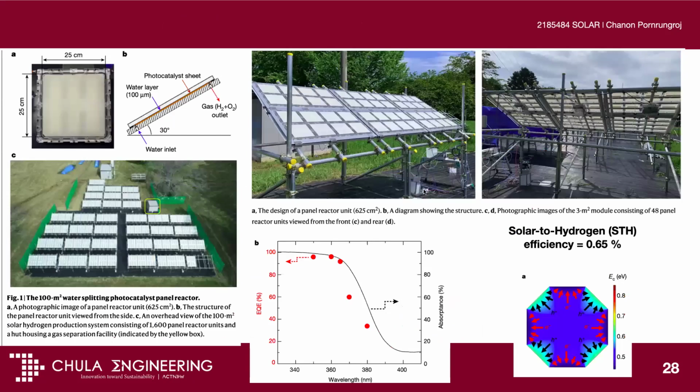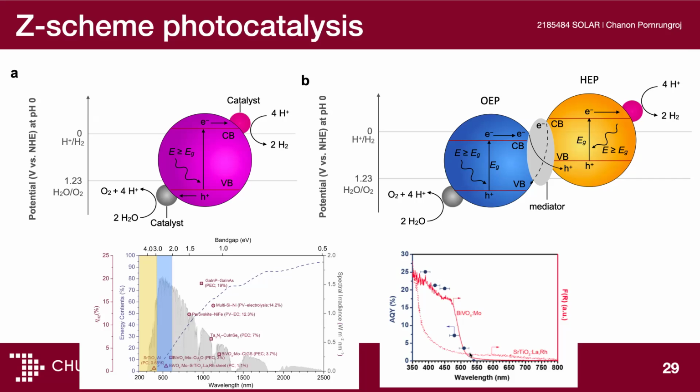If you talk about this material, it absorbs only until 360, 380. But with the two materials, A and B, you absorb more light, and this material can absorb up to like 500. But the EQE is less. The EQE is not 100%. The EQE is 20%, 15%. So this is also another strategy to increase the light absorption.